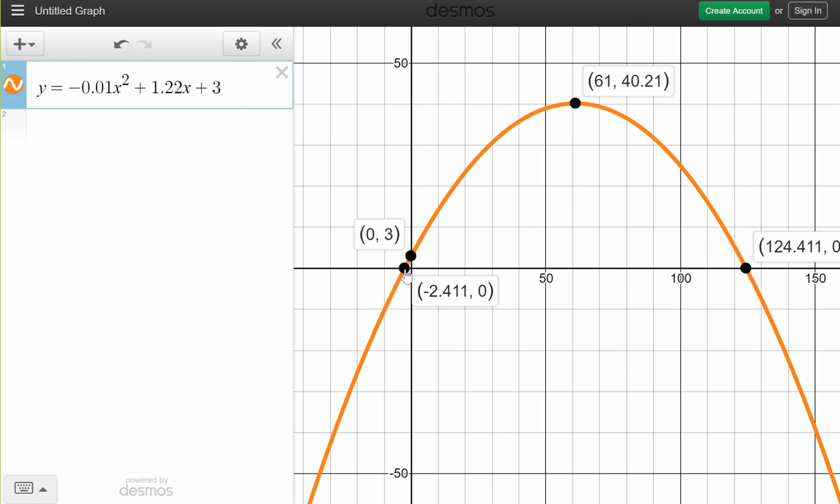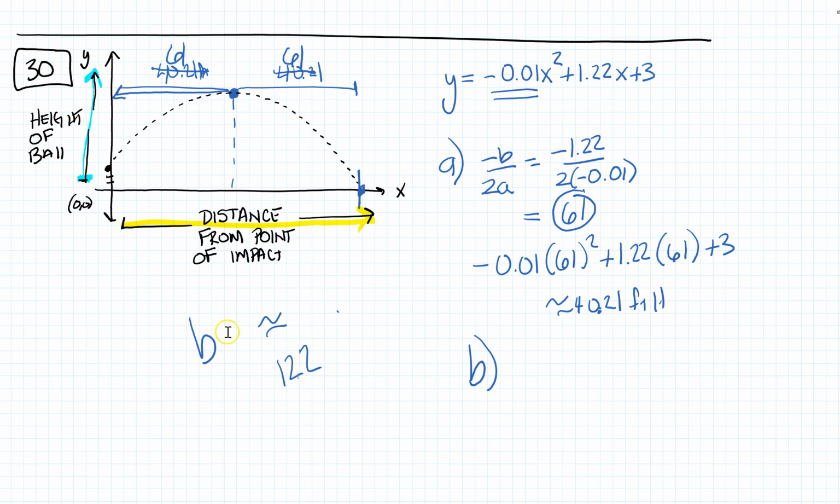If we added on that extra bit, we would get that halfway distance. So for all intents and purposes, all you had to do was figure out doubling that distance there. So it's about 122 feet. Okay, that's how you do number 30.